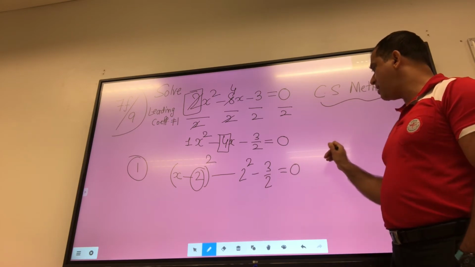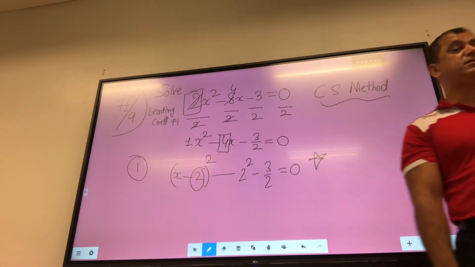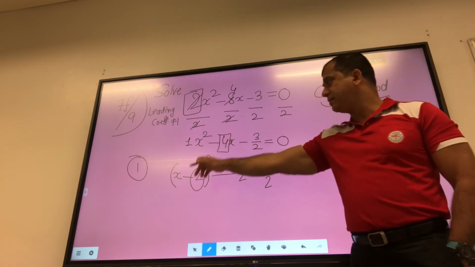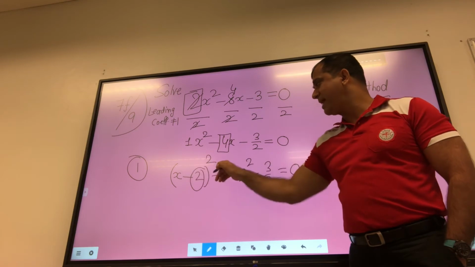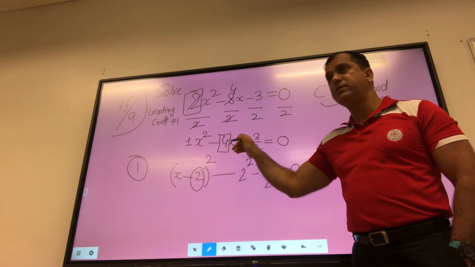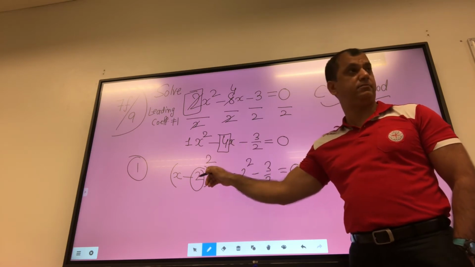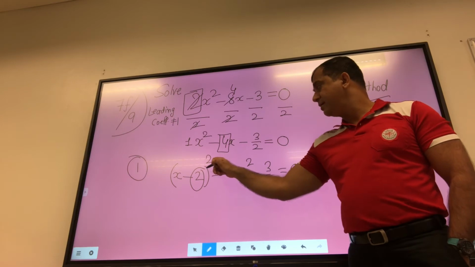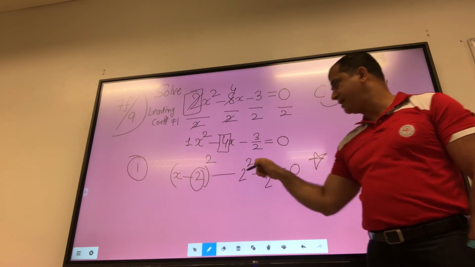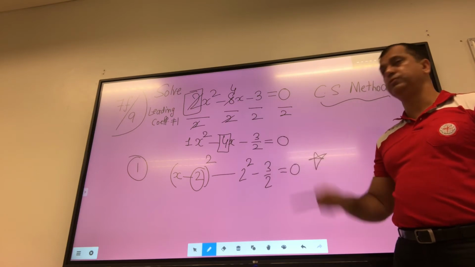So step number 1, I told you earlier, is very important. You should not make any mistake. I repeat again: x is here in the square bracket, then the negative sign, then half of this coefficient, not the square, half of this coefficient. Then take the square of this number right here after the minus, then minus 3 by 2.